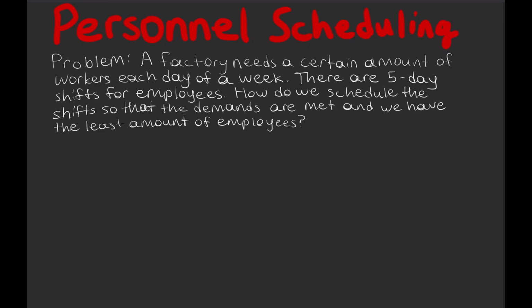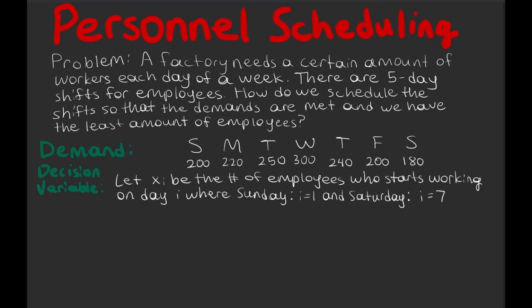So here's the problem written out. You can refer to this later in the video. Okay, so for the purpose of this example, let's set the demand to 200 on Sunday, 220 on Monday, and so on. So that just means that you need 200 employees on Sunday and 220 employees on Monday, and so on.